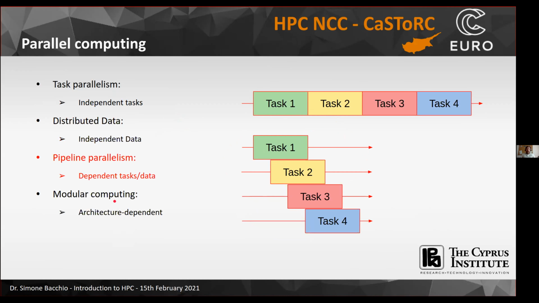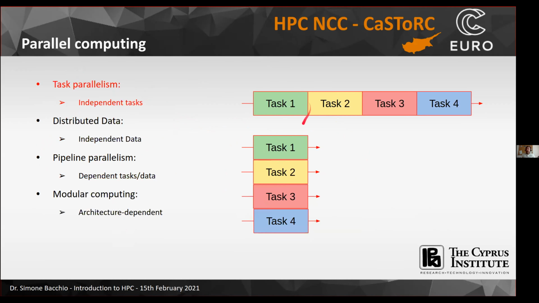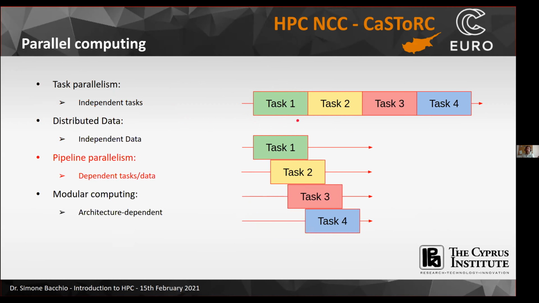Another way, which is more advanced, is named pipeline parallelism. Suppose you have some dependencies between one task and the other. Before, with task parallelism, we could just run them in parallel, because we supposed task 2 does not depend on the result of task 1. Clear? If it does not depend, I can just execute them in parallel. But if task 2 depends on task 1, then it cannot be executed unless you have the results of task 1.